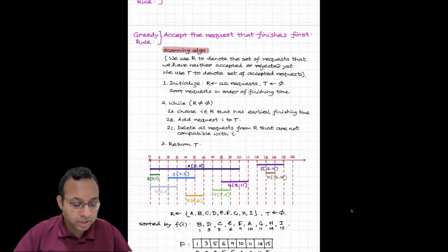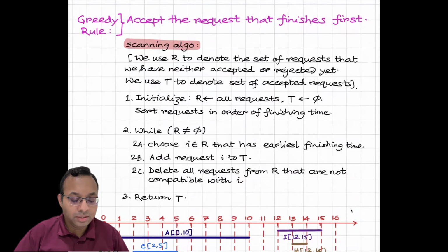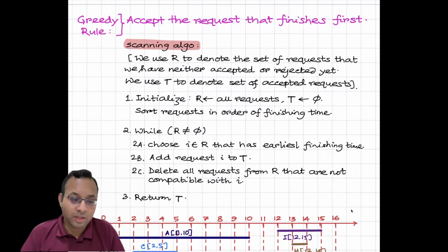And then we proposed this greedy algorithm that accepts the request that finishes first. And in this part, we'll continue with the algorithm and we'll see why it works. So the algorithm is a scanning algorithm. We'll start from the left and go to the right, and we'll always accept the request that finishes first, and then we'll remove all the requests that are conflicting with that request.